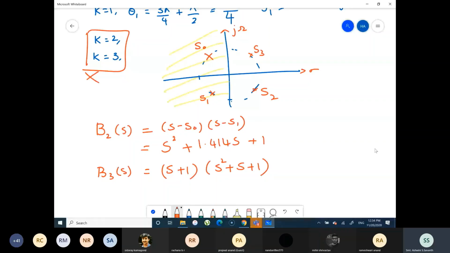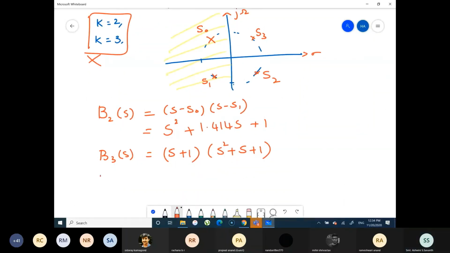S plus 1 into S square plus S plus 1. Whenever you're multiplying the 2 poles, you get complex conjugate poles always. In this case also, you can observe that S0 and S1 are complex conjugate. So if you multiply two complex conjugate poles, you will get a real polynomial like this. So we don't have to multiply the entire polynomial and keep it in terms of s cube. You can keep it like this also. Usually in the appendix, when you see the Butterworth polynomial, this is the form that you're going to get.